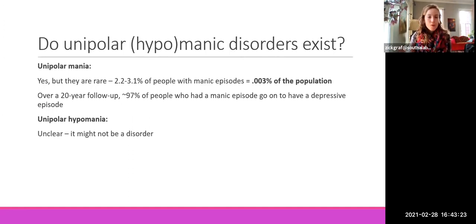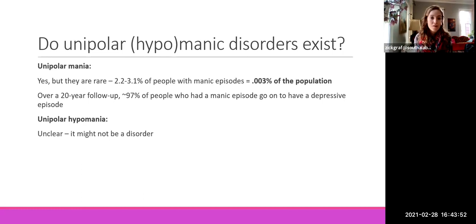So one confusing thing about the bipolar spectrum is that bipolar 1 disorder is diagnosed in the presence of mania only. You don't need to ever have had a documented depressive episode. If you've had a manic episode, that's enough to meet criteria for bipolar disorder. But you might ask, well, we know that lots of people have unipolar depression. There are people who experience mood alterations only on the negative end of the mood spectrum. Are there people who experience mood alterations only on the positive end?